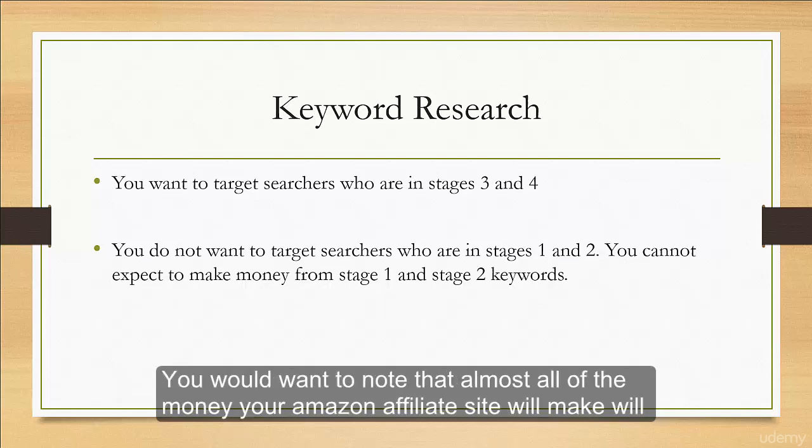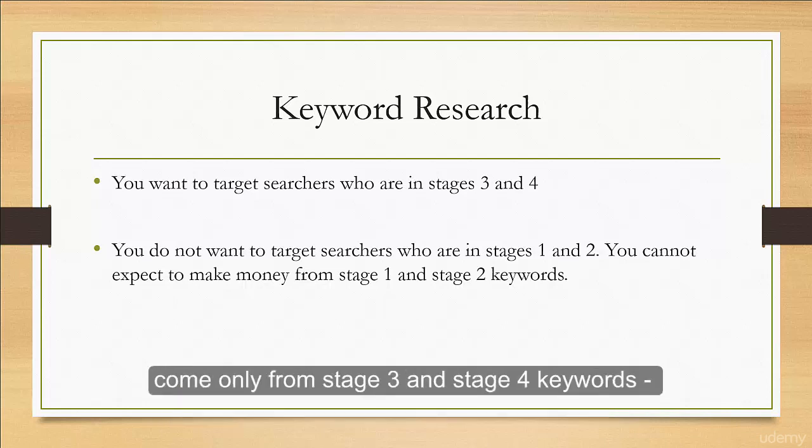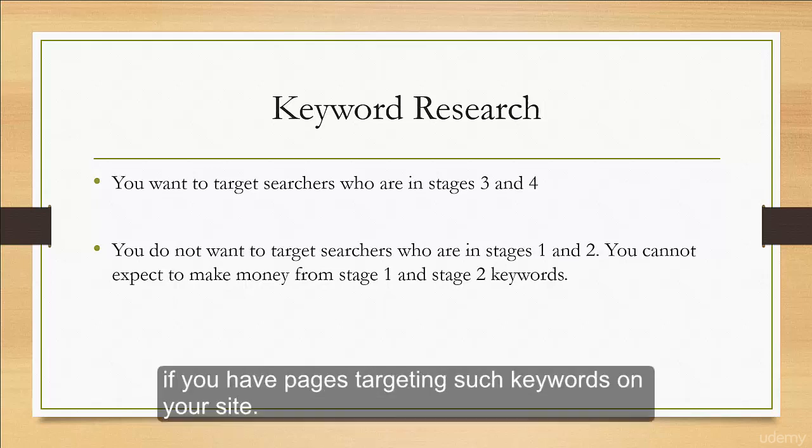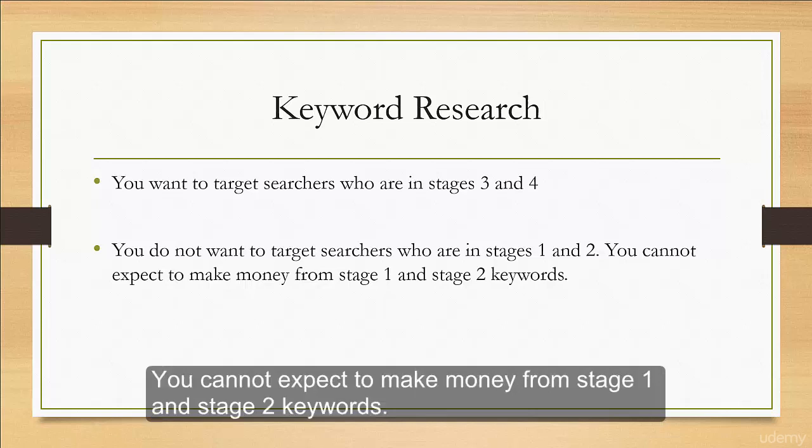You would want to note that almost all of the money your Amazon affiliate site will make will come only from stage 3 and stage 4 keywords and from brand loyalists. If you have pages targeting such keywords on your site, you cannot expect to make money from stage 1 and stage 2 keywords.